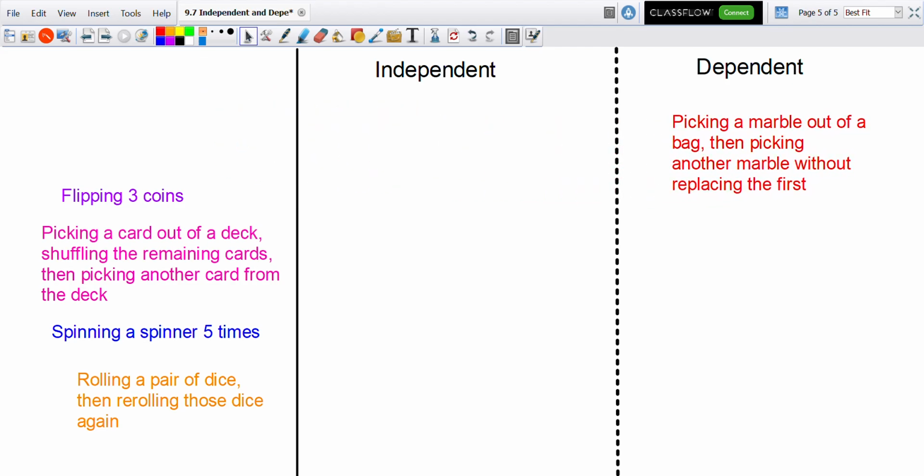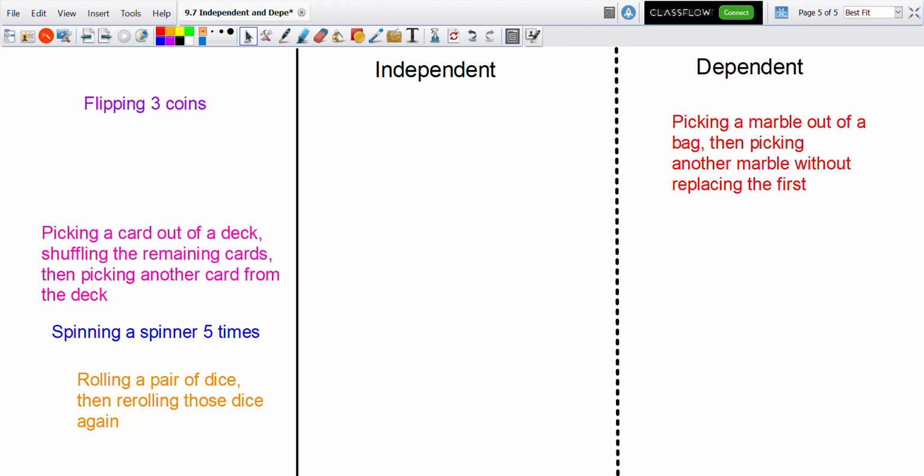My second action of picking out a second marble is changed by whatever the first marble is that was pulled out. If I pull out a red marble the first time, there's one less red marble in the bag. If a blue marble is picked out first, it changes the outcome of my second one a little bit, because there's one fewer blue marble in the bag.